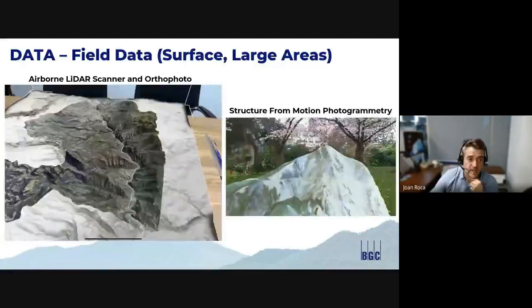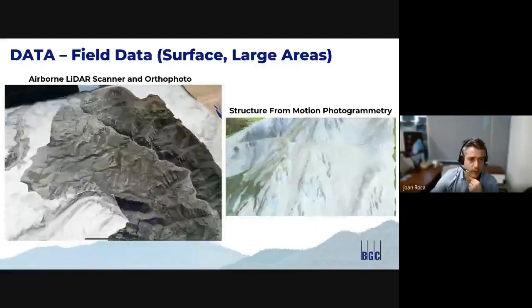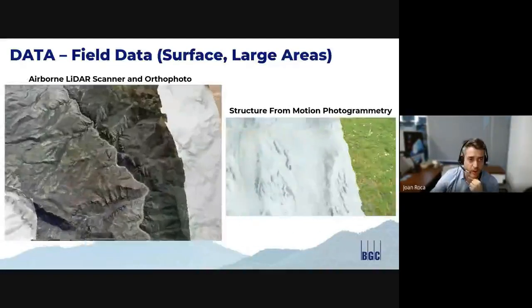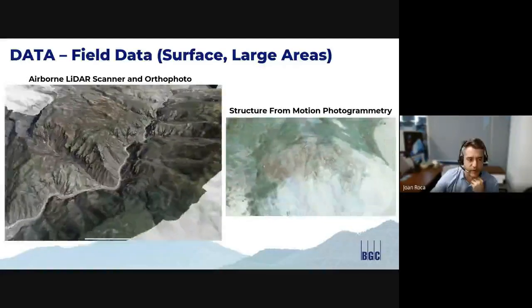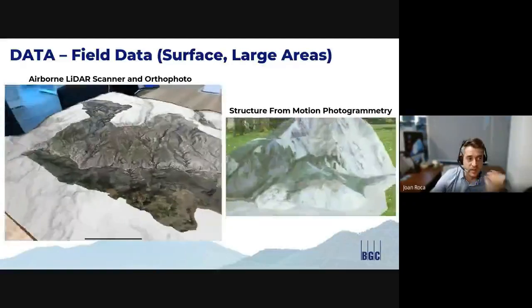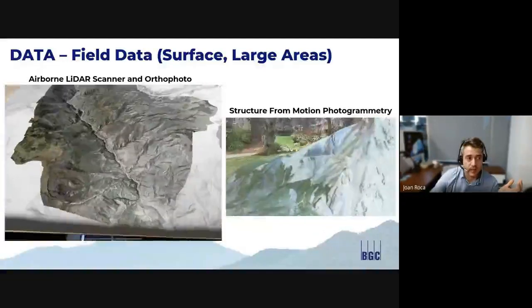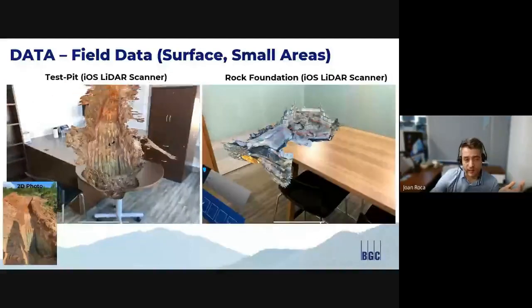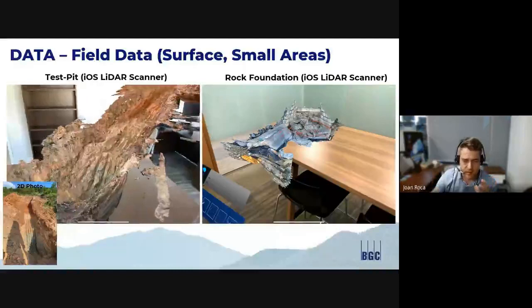On the right, me again in a park. You can see the beautiful flowers and the trees here in Vancouver. And I'm looking at another model. In this case, it's a structure from motion photogrammetry for one of our projects here in Canada. This is all field data, surface for large areas. On the left was LiDAR and an orthophoto. Now I'm getting closer to the elements, and these are smaller models.